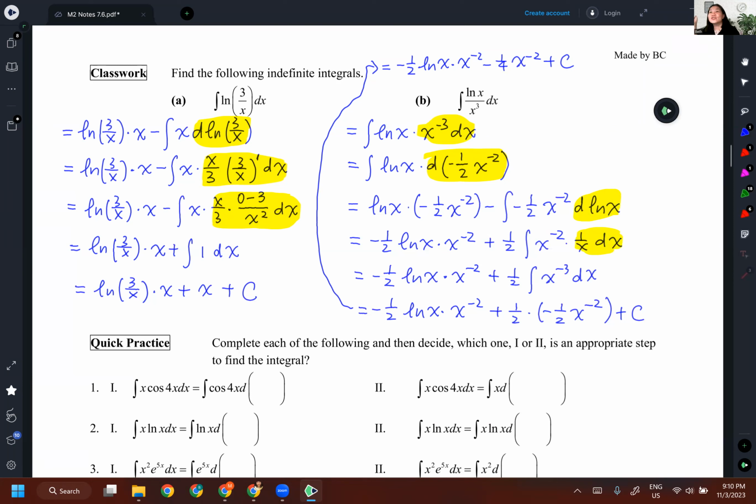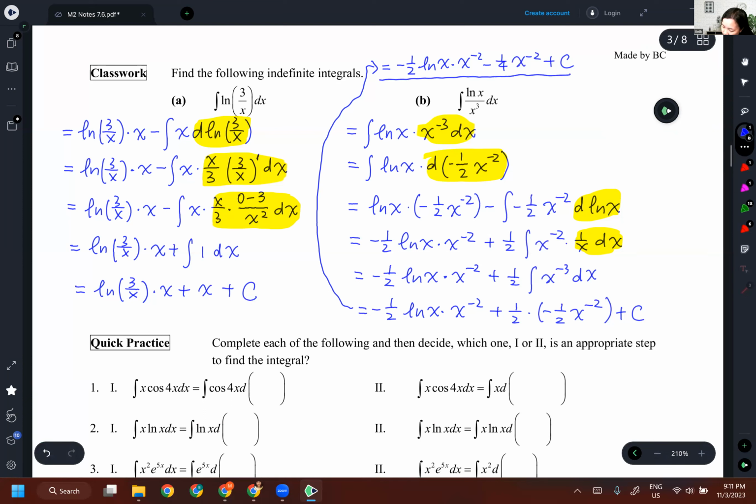That's d log 3 over x. This one is d log x. It's way simpler. And then the substitution, then the answer. The final answer is here. This is the final answer. This is not rearranged or anything. I just leave it there. But of course, I think you can take out a common factor if you want. Any questions?